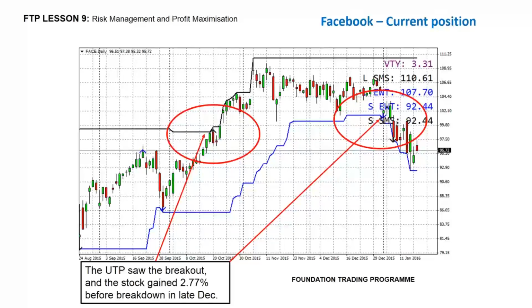And 2.77% over the space of what? Just under 2 months? There's absolutely nothing wrong with that. If you were to achieve a return of 2.77% for every single trade that you were to place, it would not be a bad year whatsoever. So this is, I guess, an idea of that profit maximization.